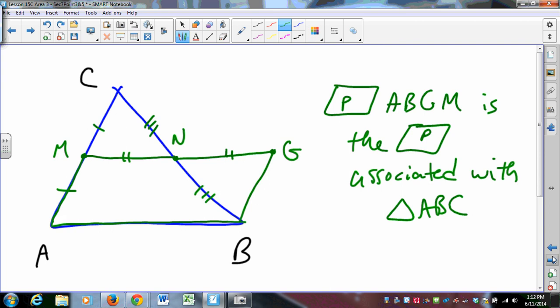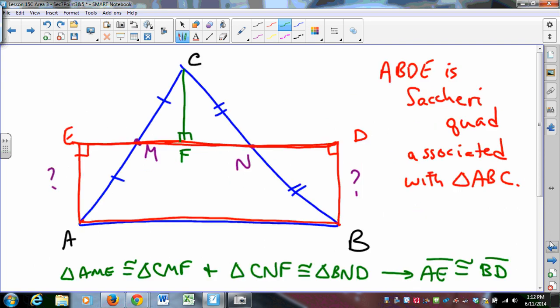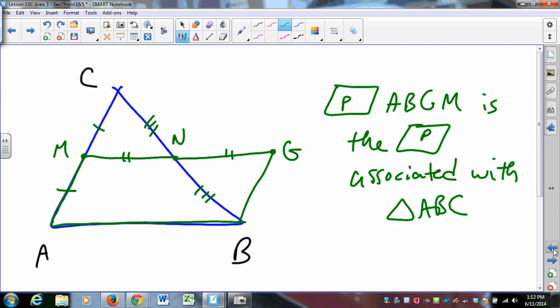Hopefully you understand the construction. Hopefully you can prove why ABGM is a parallelogram. Might not be a bad thing to know how to do when we gather. So why is that a Saccheri quadrilateral? Why is this a parallelogram?